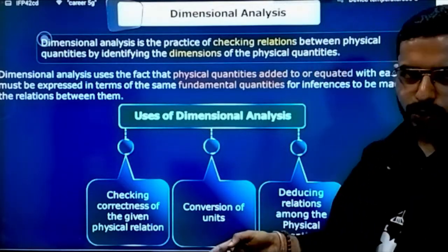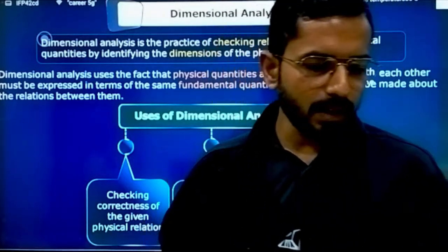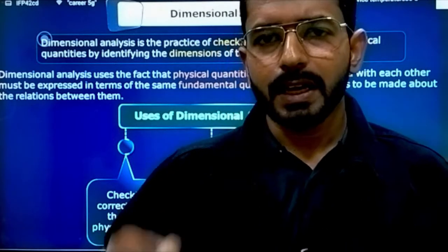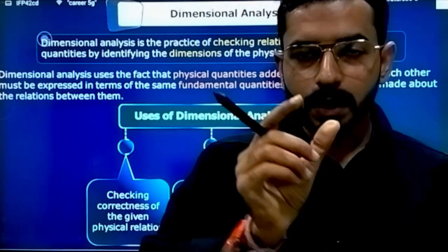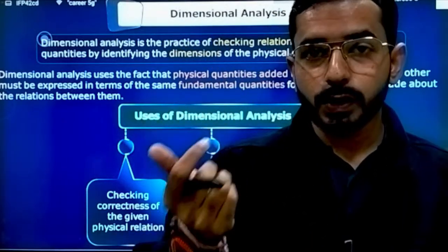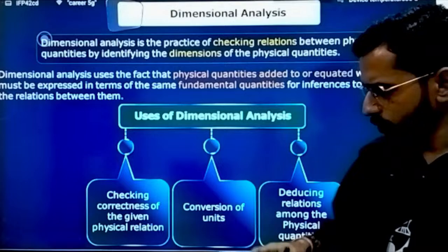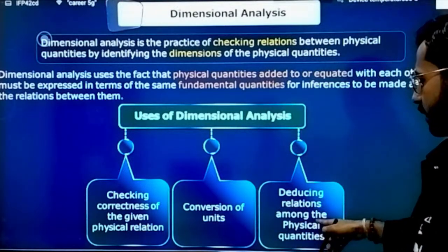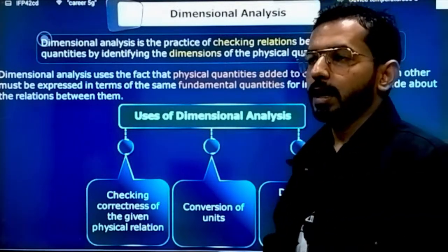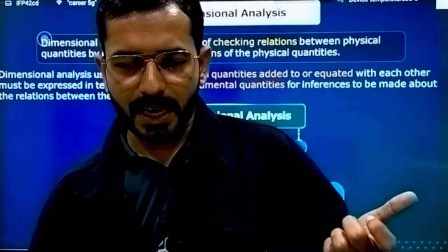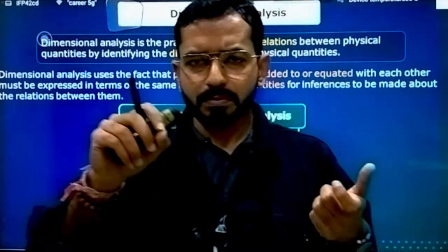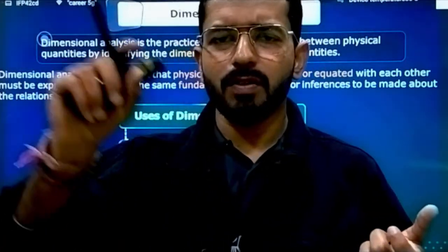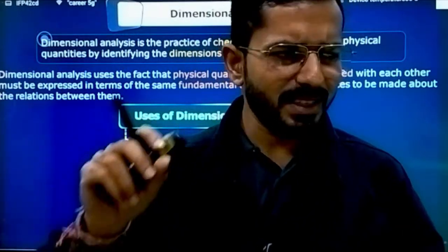Second will be conversion of units. If you want to convert dyne to newton, how will you do it? There is a concept of n1 u1 equals n2 u2. What is n1? n1 is the numerical value, and u1 is the unit. This way you will get an idea about that kind of questions also. Then deducing a relation among physical quantities. Let's suppose any random quantity x is given, and it is stated in the question that this quantity is directly proportional to some x power a, y power b, and z power c. This kind of relation is given, so you have to deduce a relation from there.